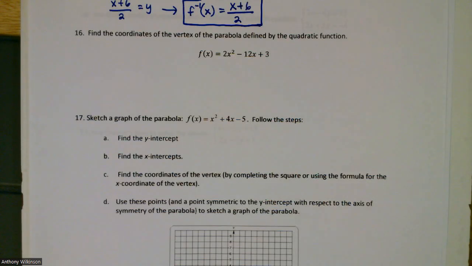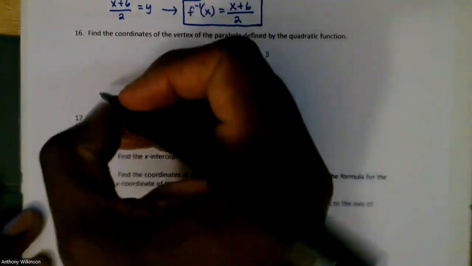Okay, in this video, this is part 2 of the review sheet for the final exam for College Algebra. Starting with problem number 16, we're going to find the coordinates of the vertex of the parabola defined by the quadratic function f of x is equal to 2x squared minus 12x plus 3. Now, the way we have to do that, we have to use the equation x equals negative b over 2a.